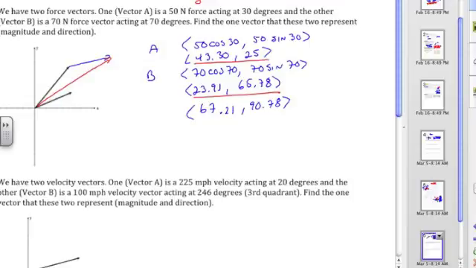Okay. Now, I can't leave my vector like that. That's the resulting vector, but I do need to change it back to the direction and the magnitude. So again, the magnitude is going to be the square root of 67.21 squared plus 90.78 squared.